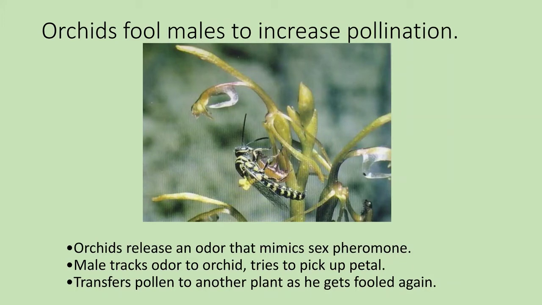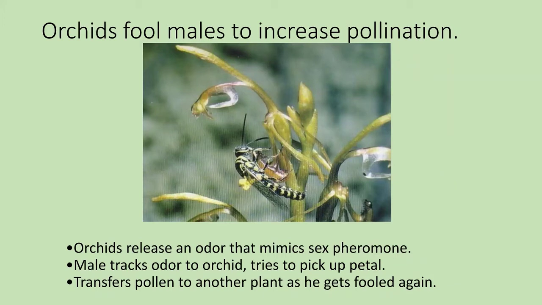So the male tracks the odor to the orchid, and he tries to pick up the petal, thinking it's a female wasp. And you can see in this picture above the male wasp, just the orchid, one of the flowers that's plain. It really does kind of look like a female receptive to mating. And so when he tries to pick up the petal, he transfers pollen to another plant as he gets fooled again.